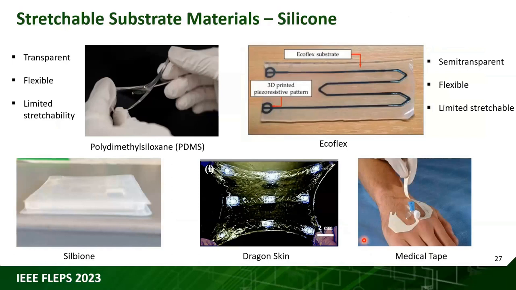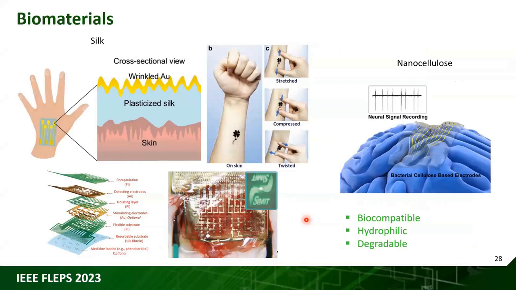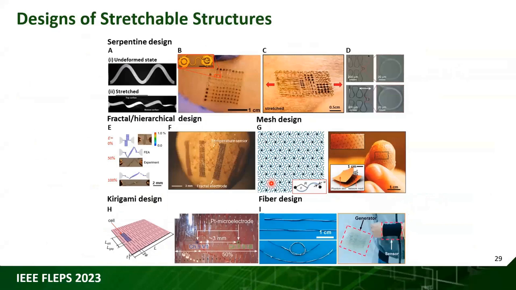And there are also other types of silicone, like Ecoflex and Dragon Skin, they are all silicone. And there could also be biomaterials that can give you biodegradability, right? Or in vivo compatibility, including things like silk and nanocellulose and so on, right? Just want to highlight different types of materials. And the structural design is something we can play a lot with. And that also takes a lot of mechanics understanding.